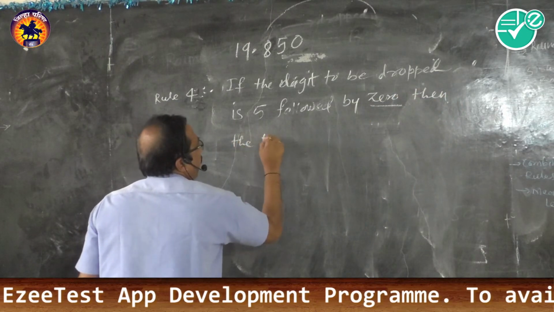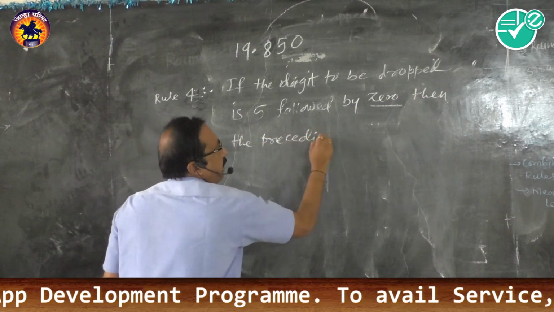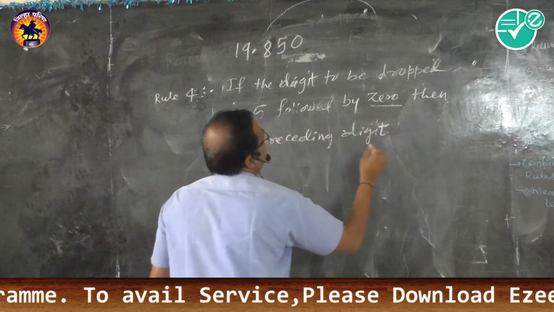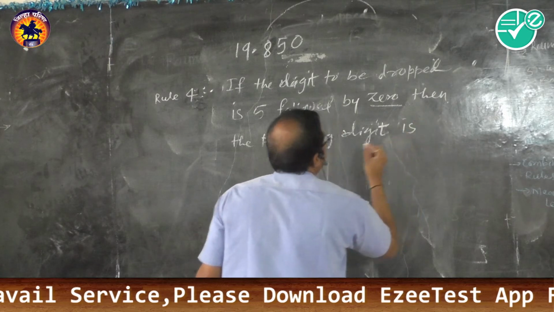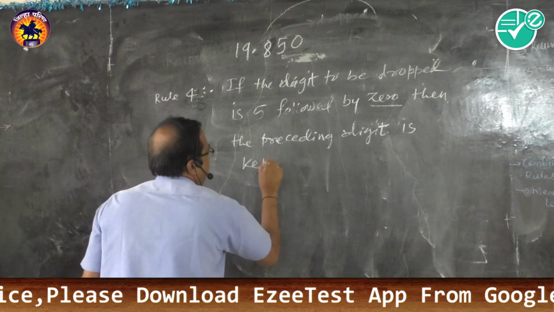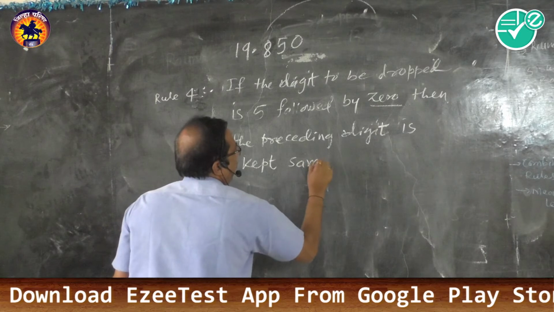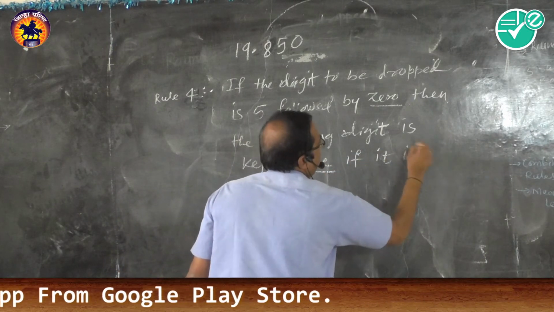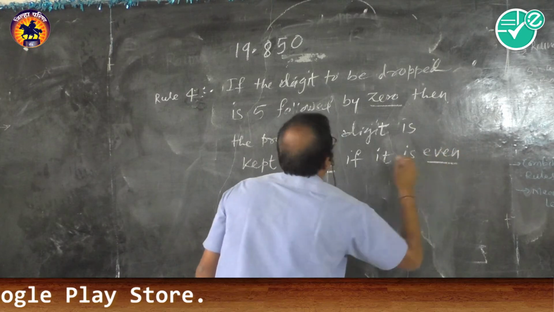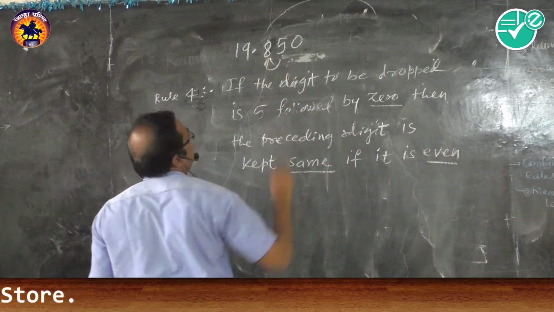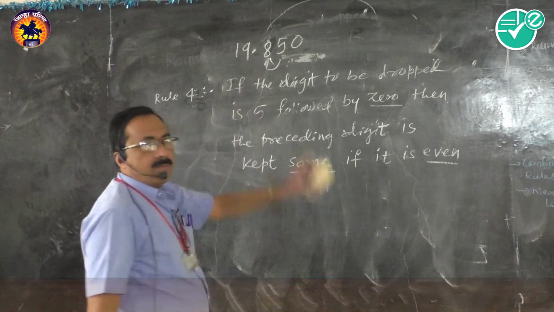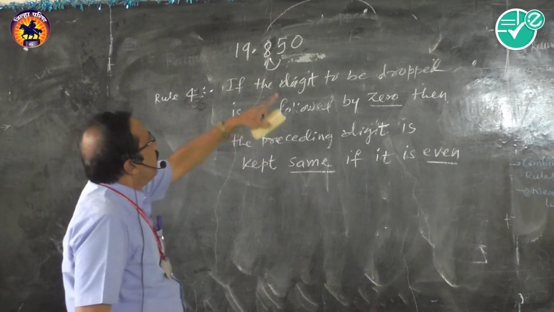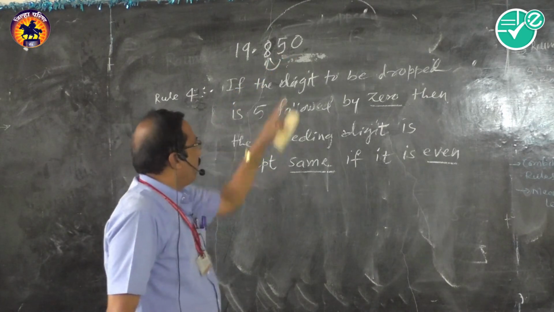Then the preceding number or digit is kept the same if it is even. If the preceding number is even, then it is kept same. If the preceding number is odd, it is incremented by 1. This is the rule of 5 followed by 0.